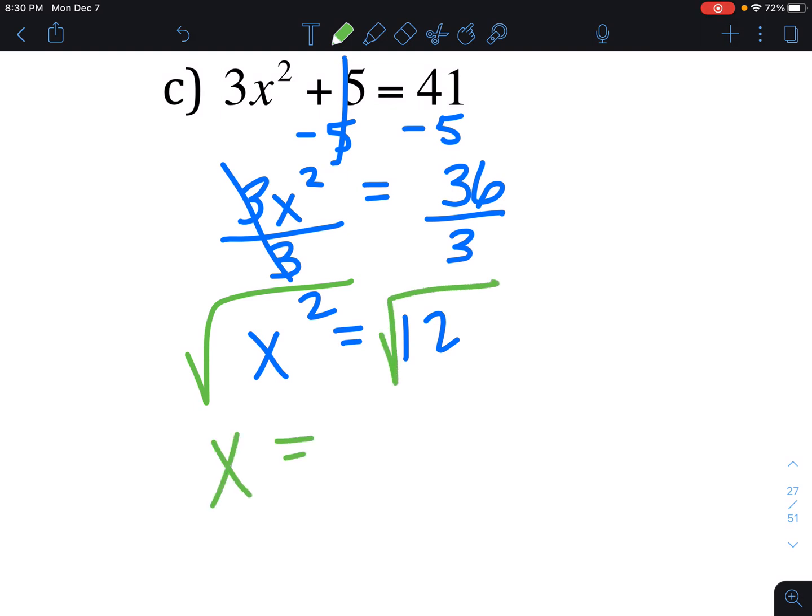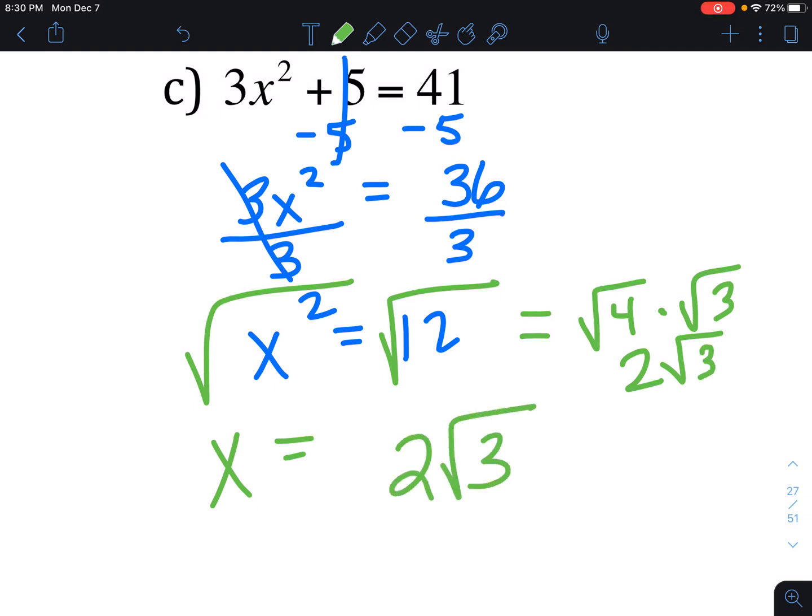So x equals, now the square root of 12. We want to think of, like back in the warm-up, what 2 numbers multiply to get 12, and one of them has got to be a perfect square. That would be 4 and 3. So the square root of 4 times the square root of 3, so that would be square root of 4 is 2. Bring down your square root of 3. So that'll be in your answer, and throw in your plus minus. So your 2 answers are 2 root 3 and negative 2 root 3.